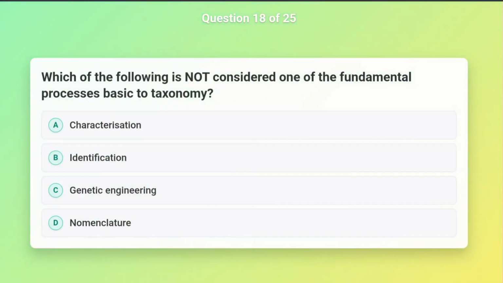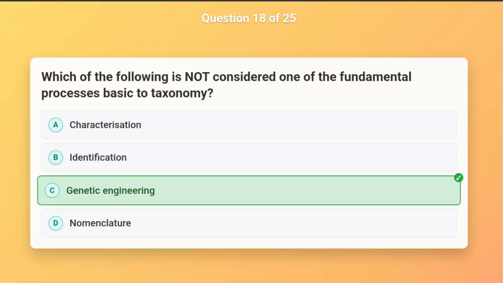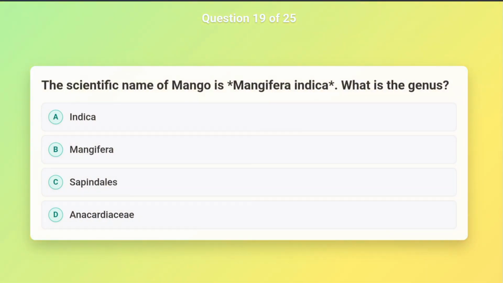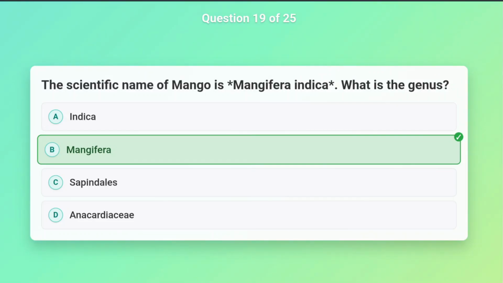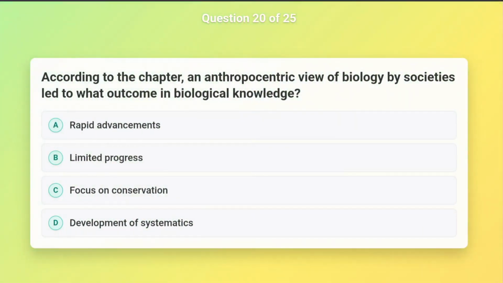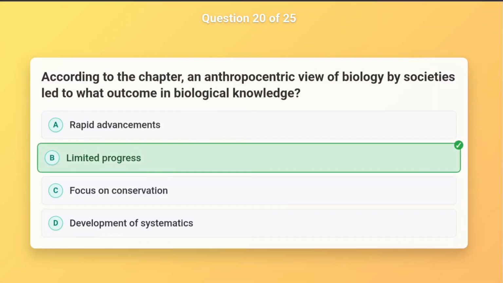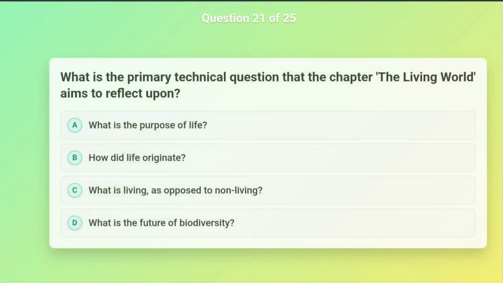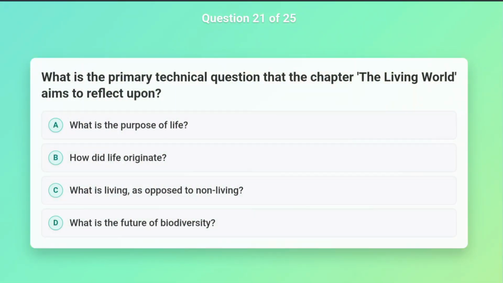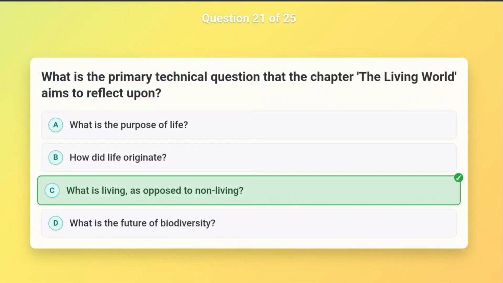Which of the following is not considered one of the fundamental processes basic to taxonomy? Genetic engineering. The scientific name of mango is Mangifera indica. What is the genus? Mangifera. According to the chapter, an anthropocentric view of biology by societies led to what outcome in biological knowledge? Limited progress. What is the primary technical question that the chapter, The Living World, aims to reflect upon? What is living, as opposed to non-living?